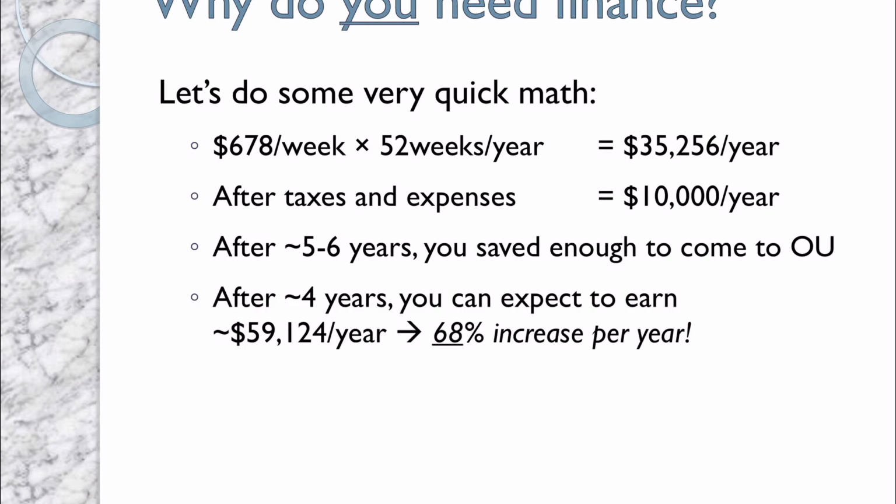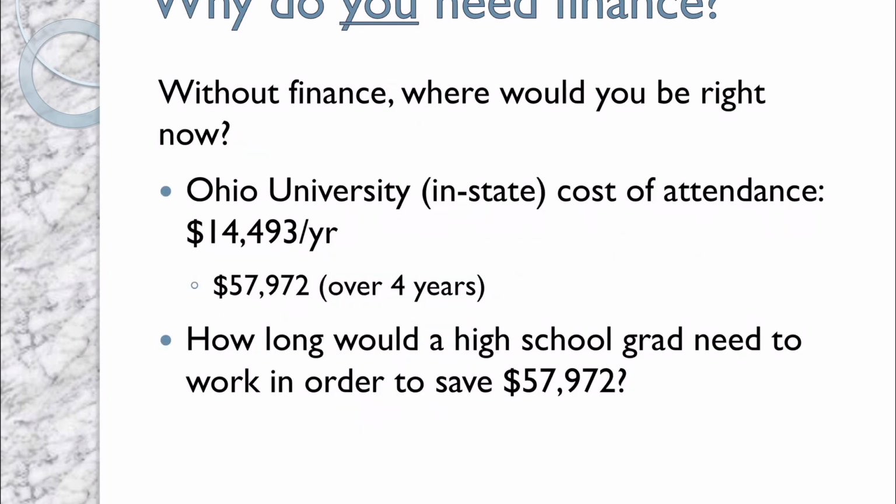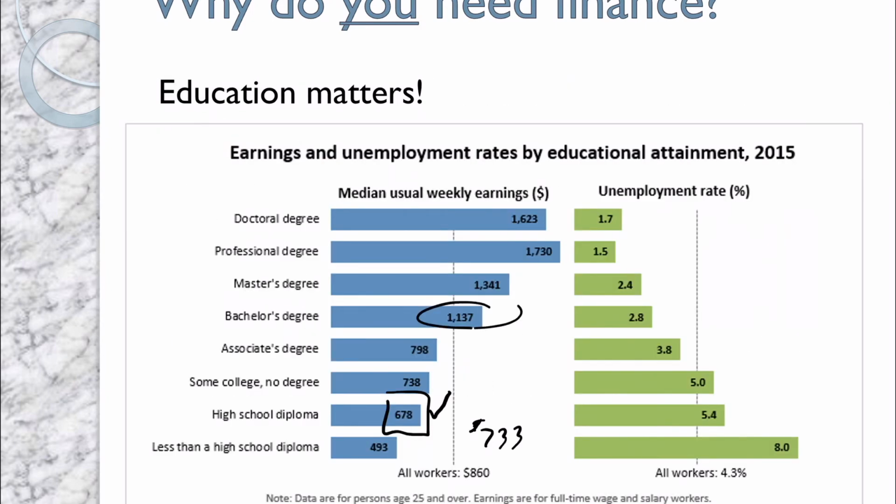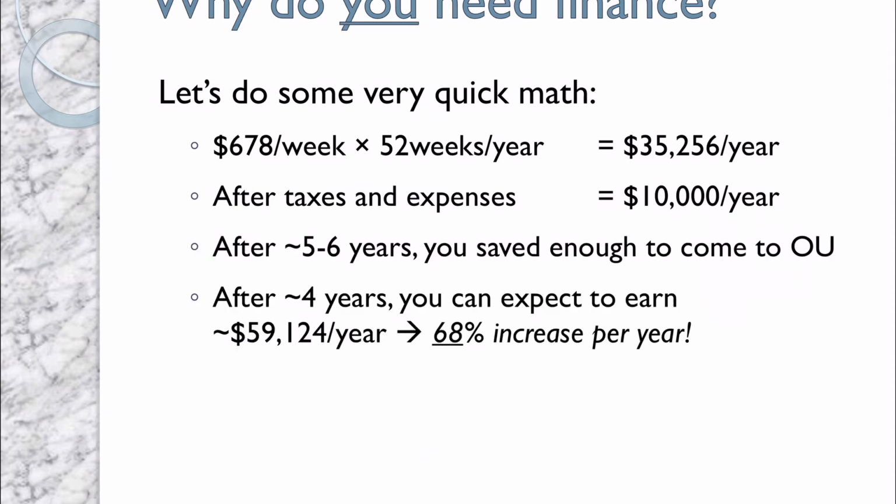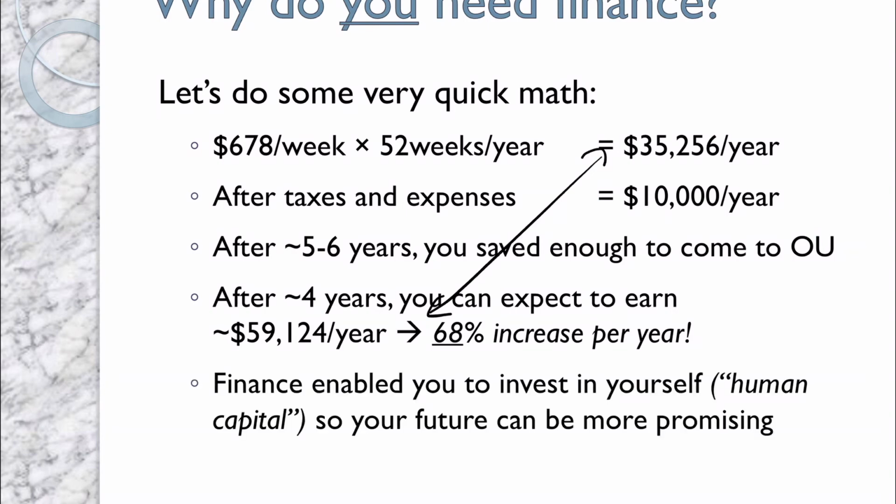Now, after 4 years, with a bachelor's degree, if I go back to that previous slide, the median value on a bachelor's degree is $1,137. Multiply that by 52. Your average salary per year is approximately $59,124 a year. So that's a 68% increase per year from what you would have made just coming straight out of high school. Finance is what enabled you to invest in yourself.